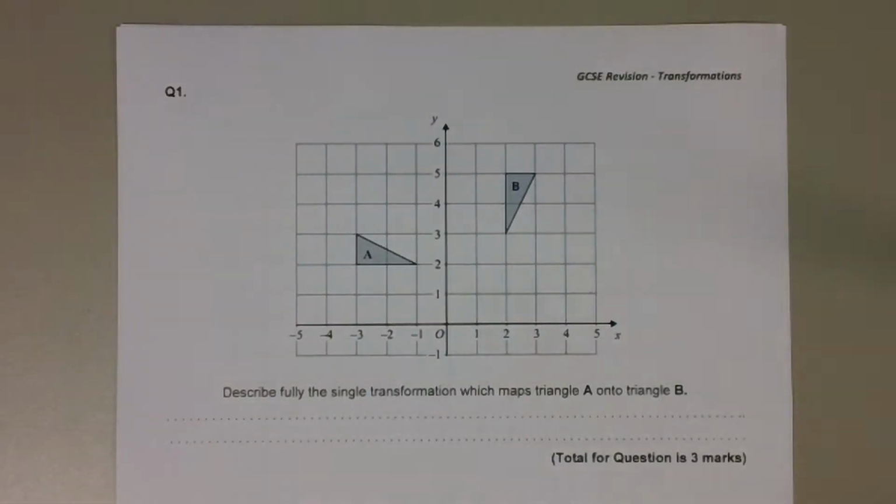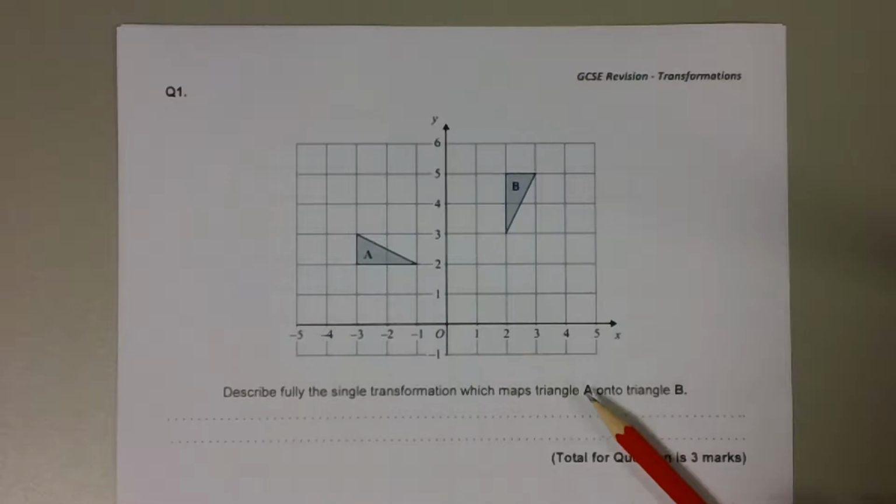This tutorial video is solutions to the GCSE revision questions on transformations. You need to be familiar with what transformations are, and with reflections, rotations, enlargements and translations before beginning these questions. Question number 1. Describe fully the single transformation which maps triangle A onto triangle B.